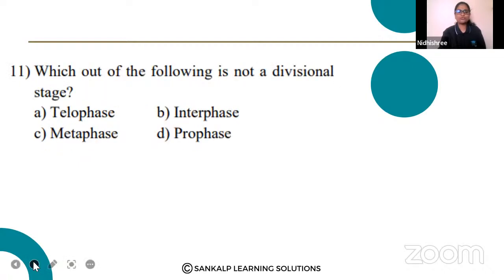Next. Which out of the following is not a divisional stage? In this stage, division does not happen. Telophase, interphase, metaphase, prophase. Rakshita option B, Parvati option B. Okay, interphase is the right answer.